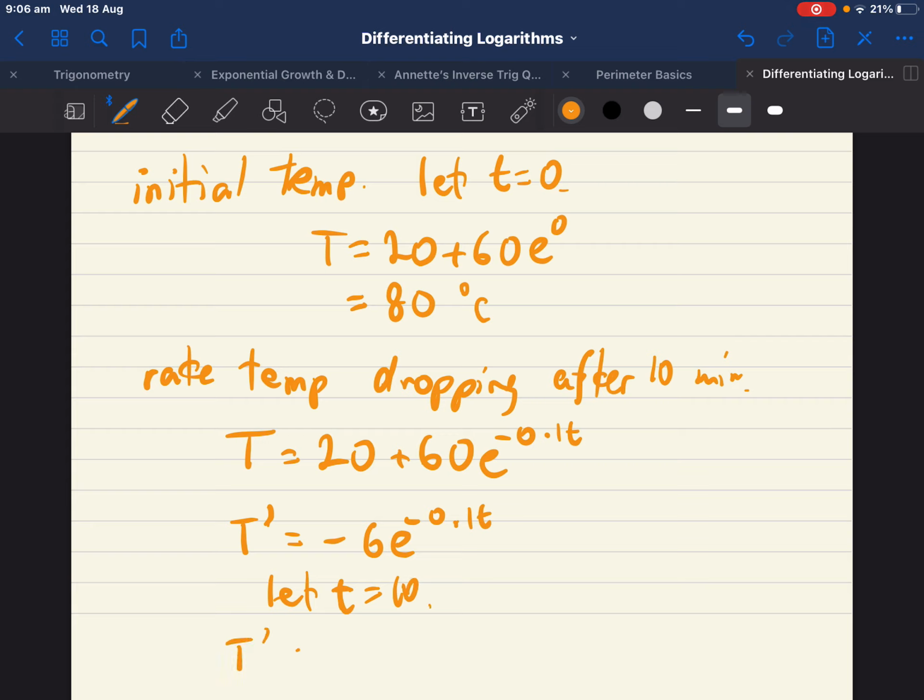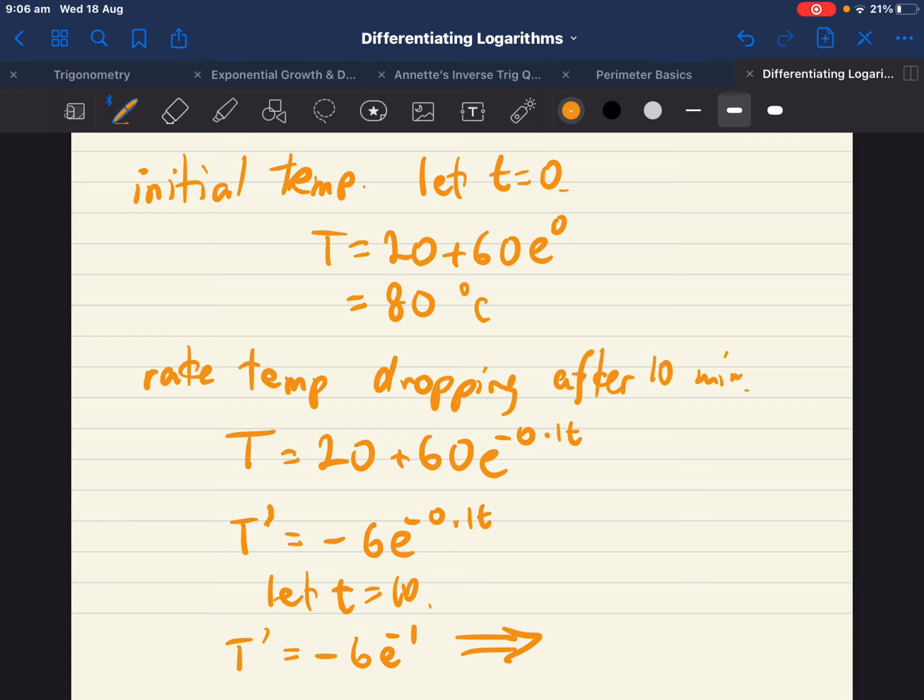So the rate at which this pie is cooling after 10 minutes would be minus 6 e to the negative, in this case, 1. And so, I'm going to leave it exact. That's the exact answer. But you'd probably type it in the calculator and round it to the nearest number. It depends on how accurate you want to be, really. By keeping it exact, I have it exactly accurate.